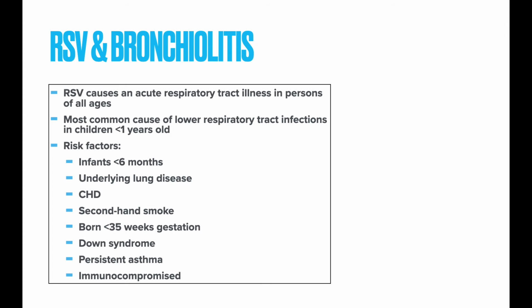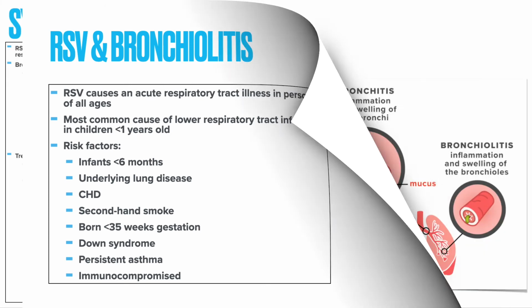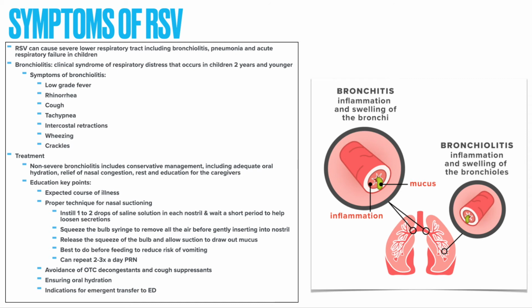Direct contact is the most common route of transmission, along with droplet precautions. So contact precautions are pivotal in preventing the spread of RSV, and it is important to note that the virus can actually live for several hours on an individual's hands. So it's really important to educate on hand hygiene and how this is really effective in preventing the spread of RSV. So RSV can actually cause severe lower respiratory tract complications, including bronchiolitis, pneumonia, and then acute respiratory failure in children.